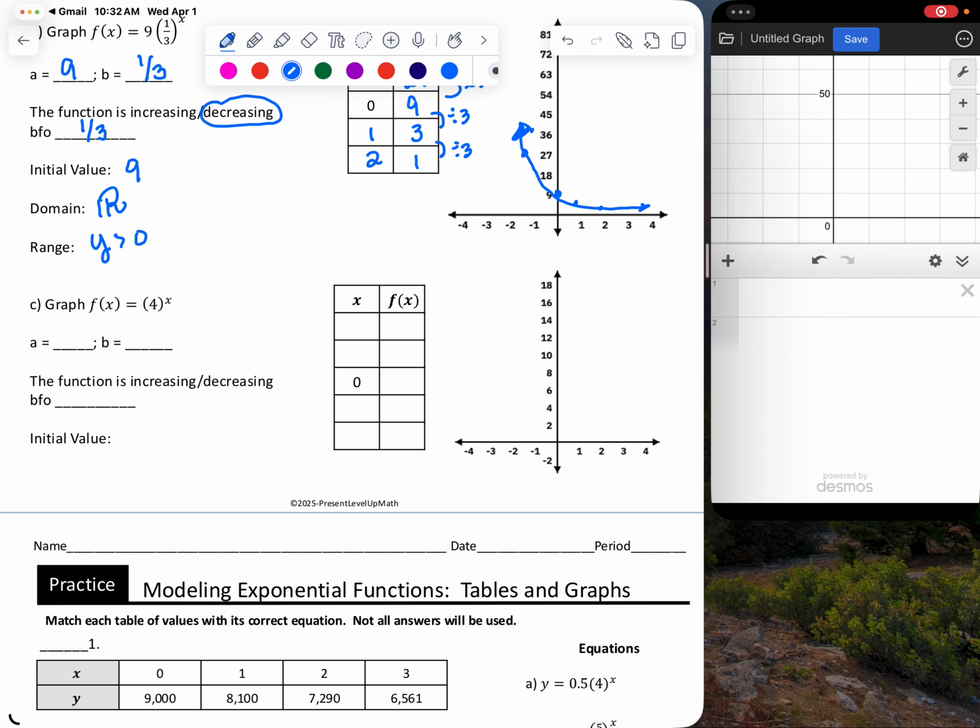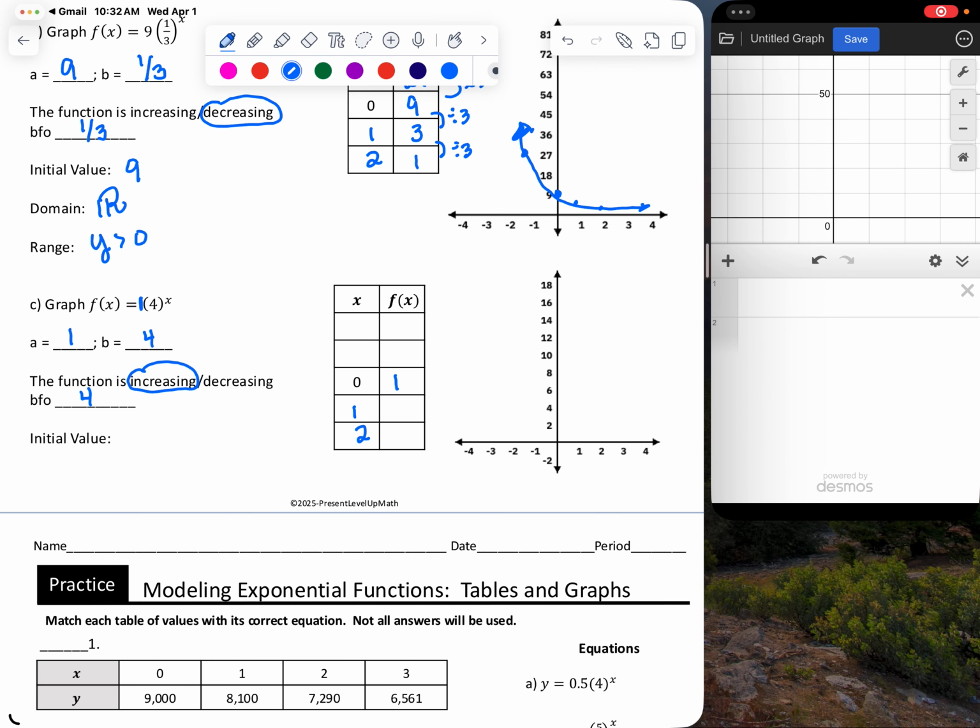All right, problem C. Graph the function f of x equals 4 to the x power. Now, in this problem, it's kind of hard to see what the a value is because this is an understood 1. So this should be 1. Our base of the function is 4. Then you decide, is it increasing or decreasing? Well, because the base is 4, I know my y values are going to be increasing by a factor of 4. So when I fill in my table, I always start with your initial value, (0, 1). Then you can fill in to the right of that point.